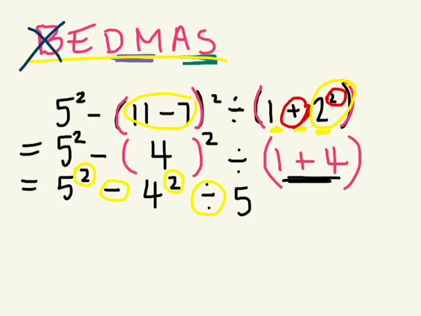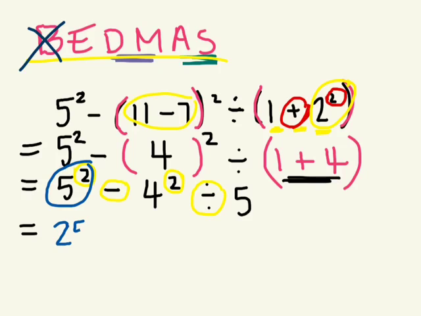We have no more brackets left. What's next in BEDMAS? Exponents. So now we have to simplify both the exponents. Good. We're going to simplify 5 to the power of 2. 5 to the power of 2 means 5 times 5, which is 25.